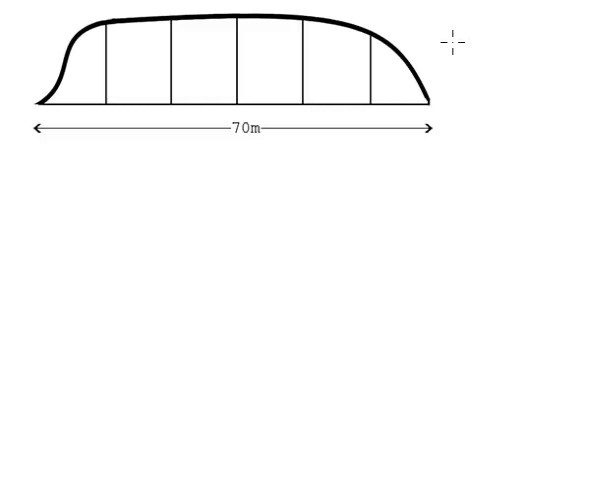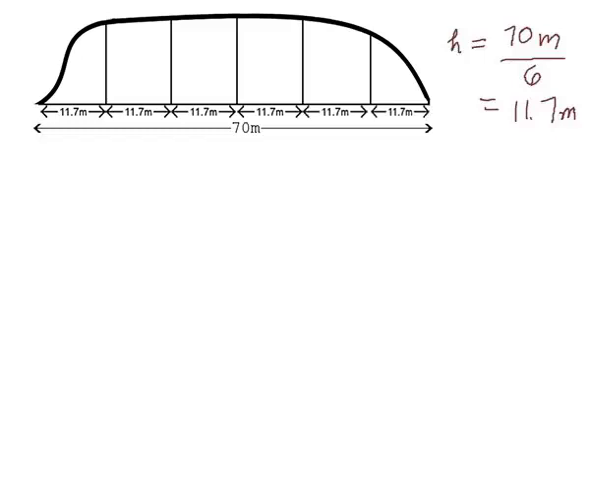In the first example, we are given a ship's water plane of length 70 meters, and there are 7 half ordinates given, so that means there will be 6 strips of area. To find the value of h, which is the width of each strip, we divide the total length 70 by the number of area strips, which is 6 in this case. When you do the calculation, you get 11.7 meters. So each of these area strips is of width 11.7 meters.